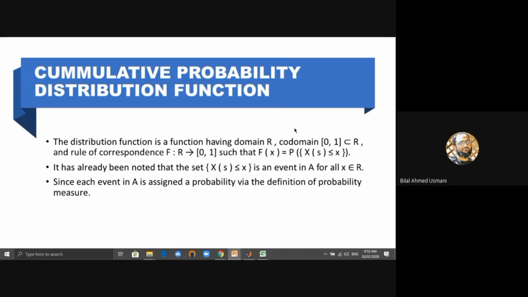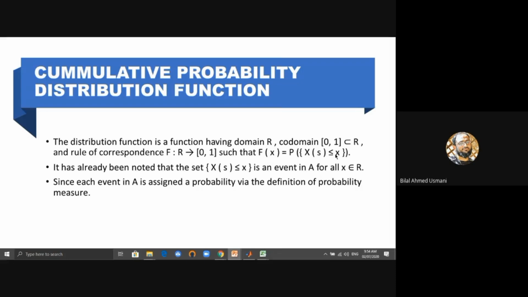Because the input is always a real number, the output is a probability, which should always be between 0 and 1. And what is the rule of correspondence? It's assigning the domain to 0 to 1. So for every element of the domain, the answer is between 0 and 1, such that F of x is equal to the probability of X less than or equal to x. So we need to find the probabilities of that particular value of x till a fixed value.